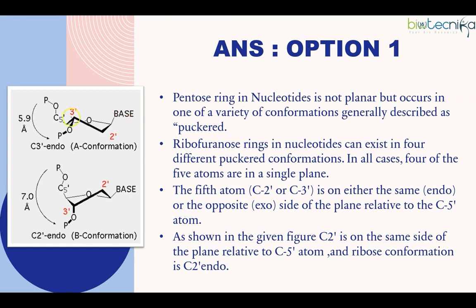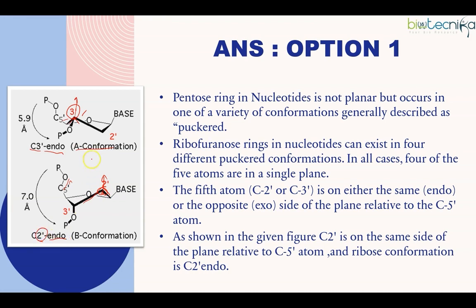Now here the 3 dashed carbon is out of the plane. So what we can call here is 3 dashed endo. It is facing towards this C5 group. So it is C3 dashed endo conformation. This is typically what we observe in the A DNA form. And another one is where the 2 dashed carbon is out of the plane facing the C5 side. So that is called 2 dashed endo.